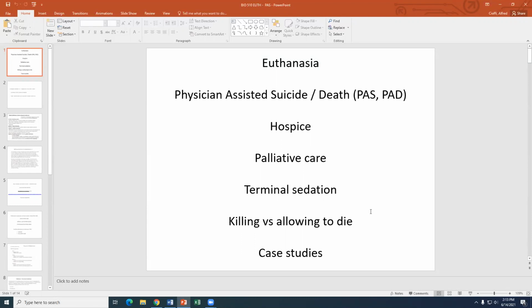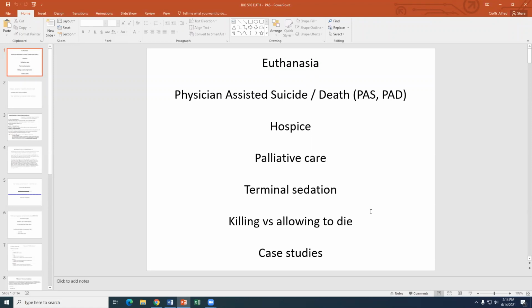Okay, so like I said, we're looking at euthanasia, PAS, and then what I'm calling the healthy alternatives to those, which would be either hospice or palliative care, the distinction between the two. Then terminal sedation, which is still controversial, depending on how it's applied, right?